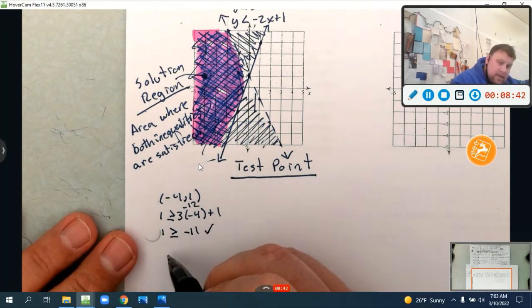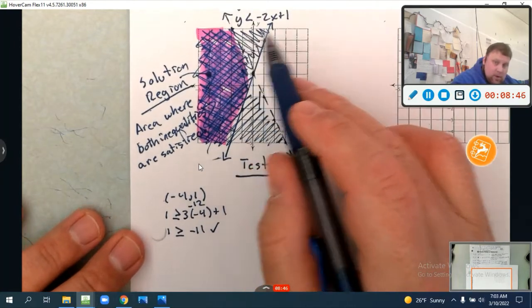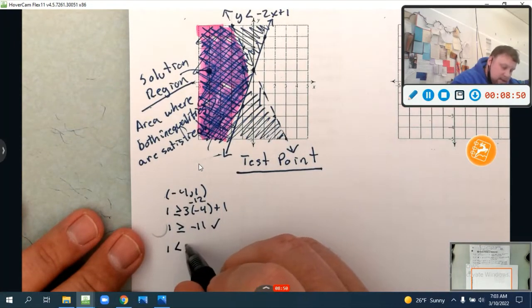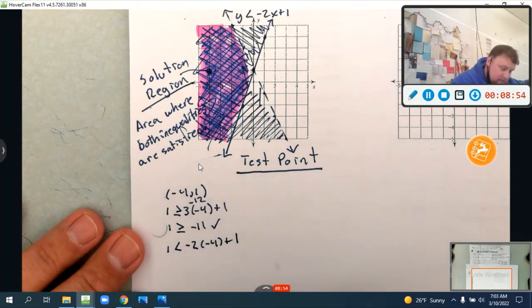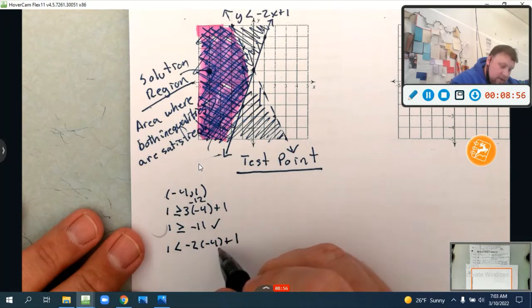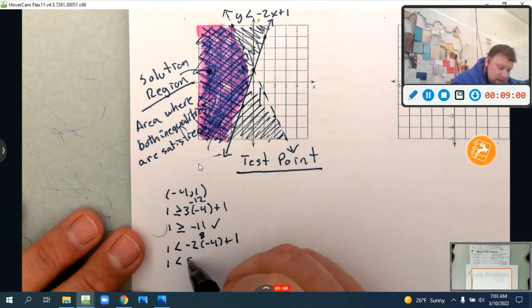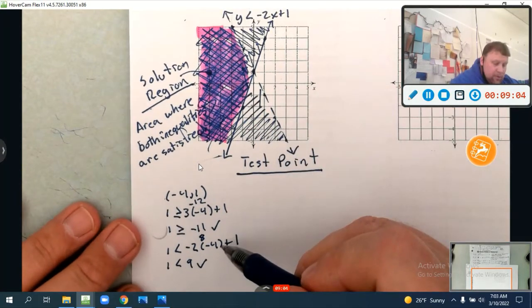Okay, and then we're going to test the second equation. Y is less than negative 2x plus 1. So 1 is less than negative 2 times negative 4 plus 1. Negative 2 times negative 4 is a positive 8. Plus 1 is 9, so 1 is less than 9. Absolutely true. And that's out of the solution region. It should be true for both, and it is.